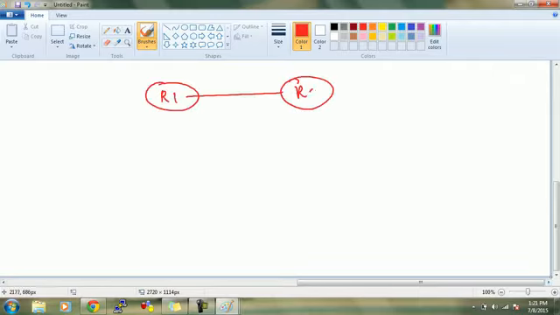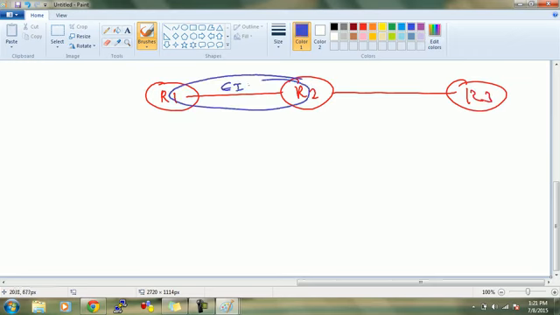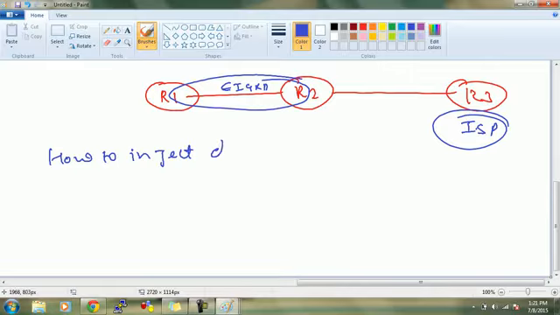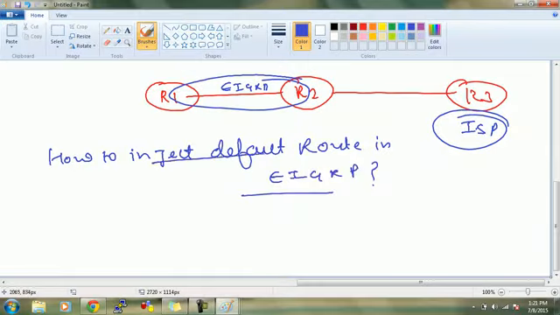R1, R2, R3. Guys, here we are running EIGRP. Fine. This is how to inject. We have studied the same thing in RIP. In RIP, what we did? We define a default route on this router, and on this router we run the command default information. The same thing we will be doing in EIGRP also.